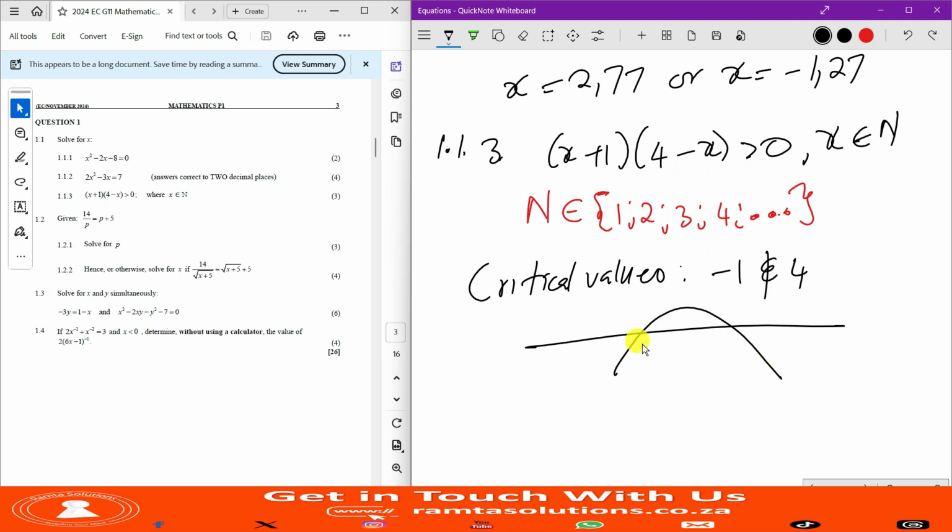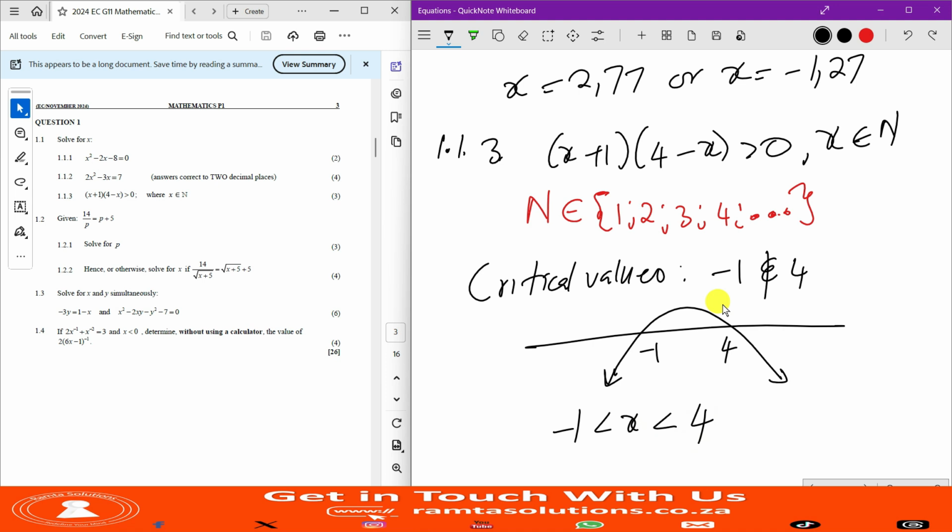Okay, it's a frowning parabola. The lowest is -1, the highest is +4. So they said it must be greater than 0. Greater than 0 is above this horizontal line. So this means x must be greater than -1 but less than 4.